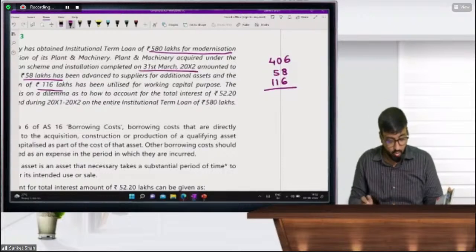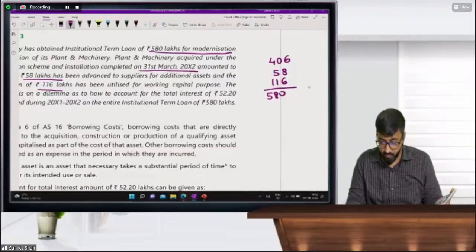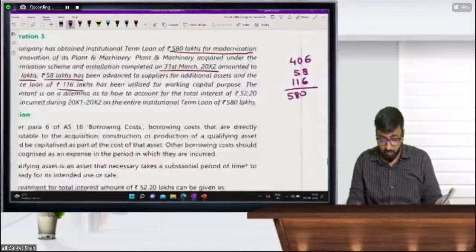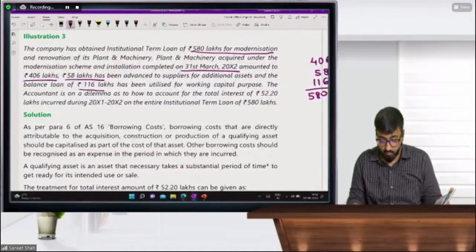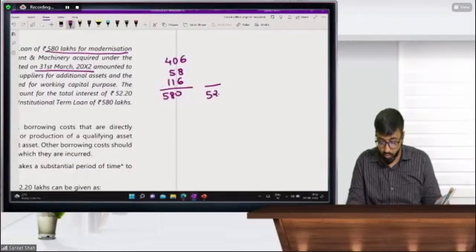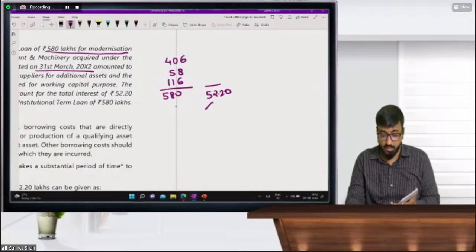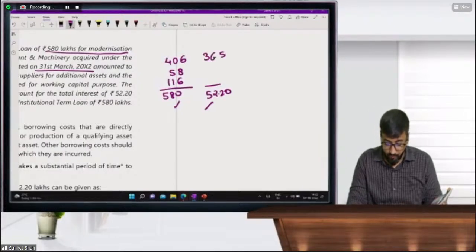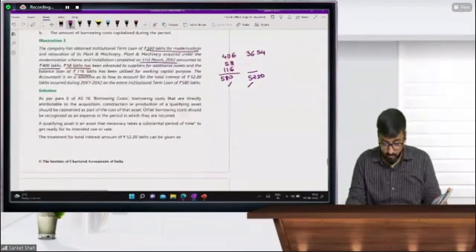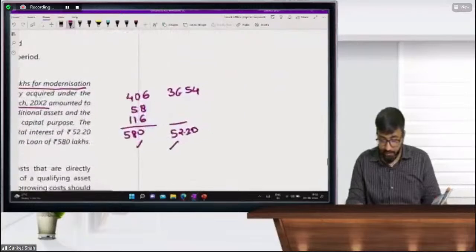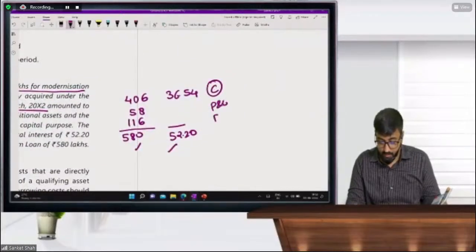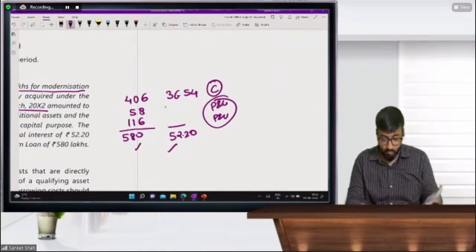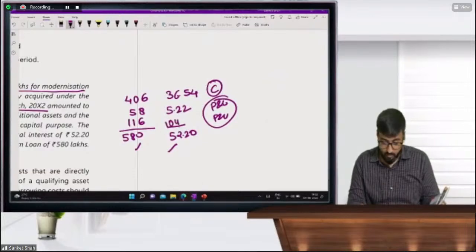Now beta, you have to solve each and every TYK. Even you have to solve scanner questions also. Total interest 52.2. So this is similar to illustration number 1. Take on calculator 52.2 divided by 580 into 406, 36.54 is to be capitalized. This is in profit and loss account. 58 is equal to, and 116 is equal to 10.44.